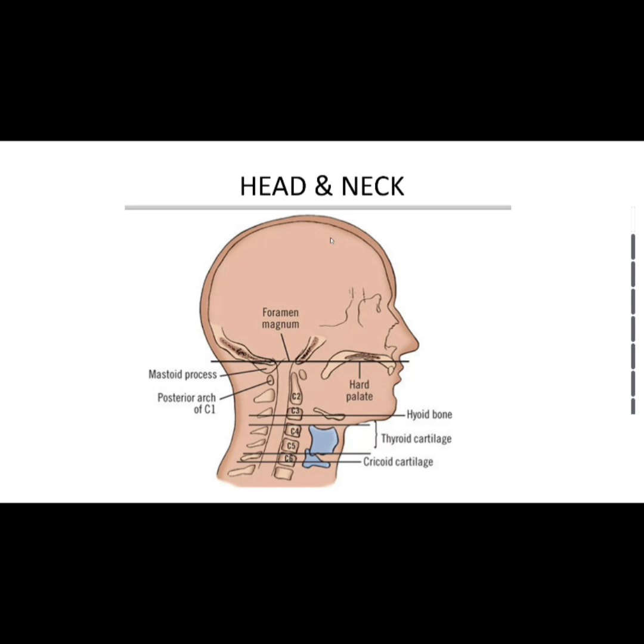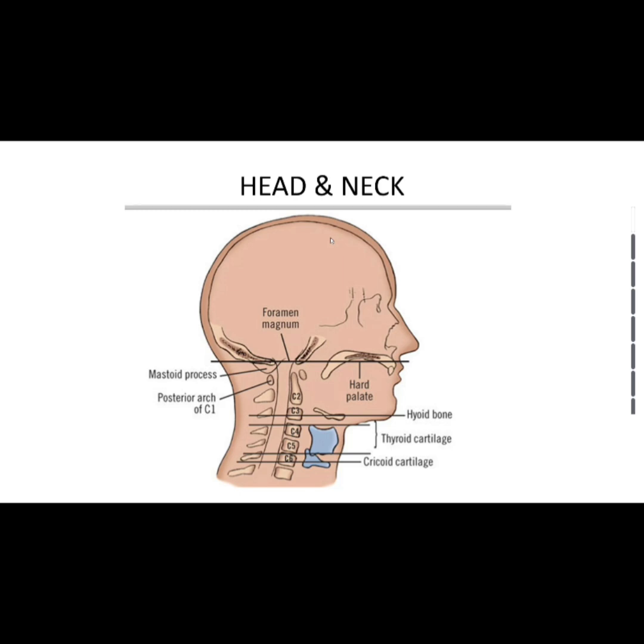And then, of course, you have the cervical vertebrae. We said there are 7 cervical vertebrae, C1 to C7. Of course, we said we have 8 nerves. Yeah, so you can see the C1, C2, and so on. Yeah, and then you can also see the hard palate.